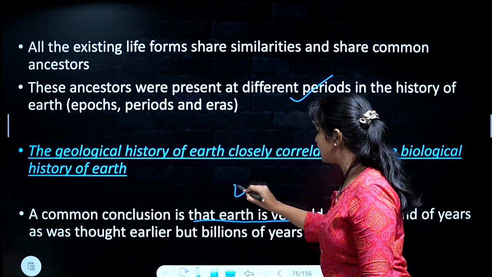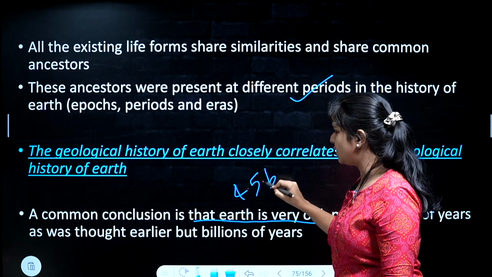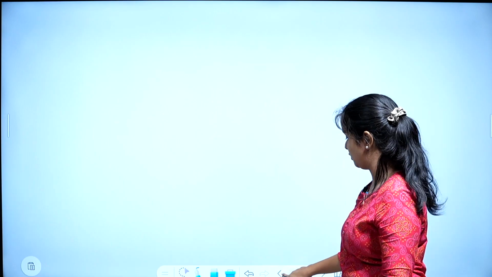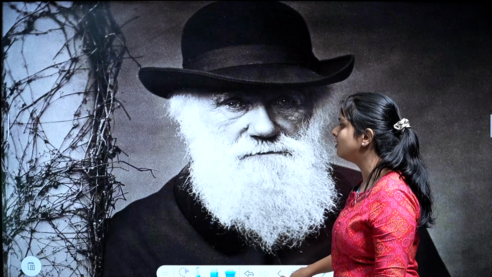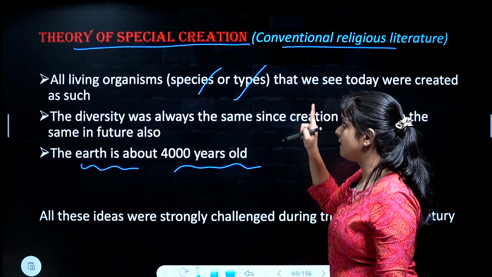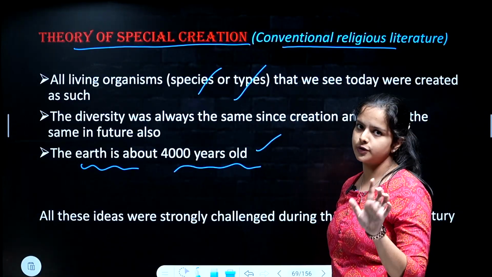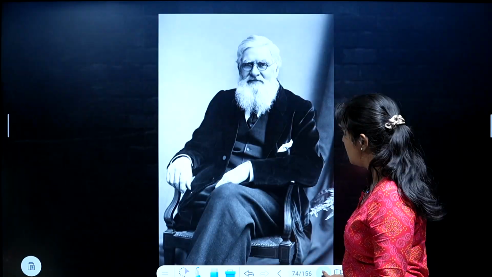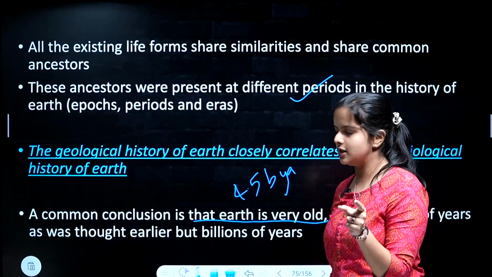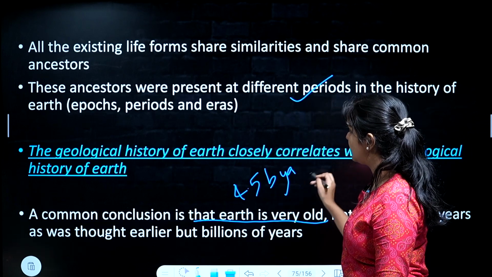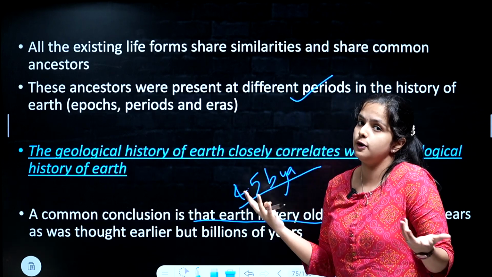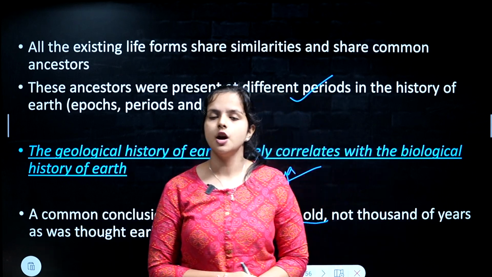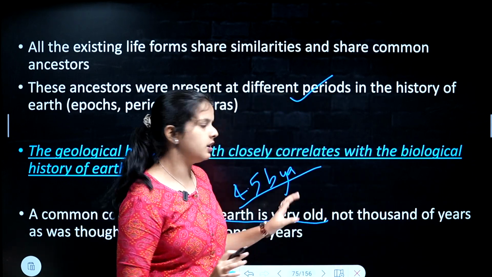It's about 4.5 billion years old, and not just 4,000 years ago. Who said it was 4,000 years ago? Some theory of special creation told us that Earth was 4,000 years old. That is completely dismissed by Charles Darwin's theory of evolution, because Earth was not 4,000 years old as we thought, but instead it's very old. It could be about 4.5 billion years old. Okay, so I hope you understood this topic.